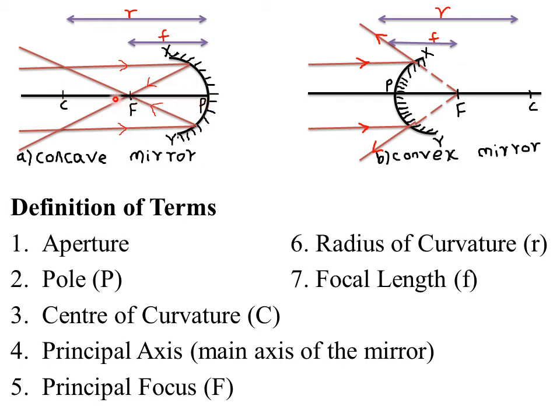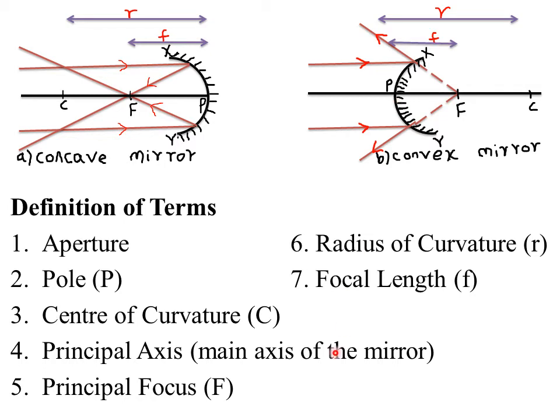So this line, this black line, which is joining the center of curvature to the pole, is what we are referring to as the principal axis, or simply the main axis of the mirror. So the principal axis is just a line joining the center of curvature to the pole of the mirror. Then also for this case, the principal axis is this one. It is joining the center of curvature to the pole of the mirror.